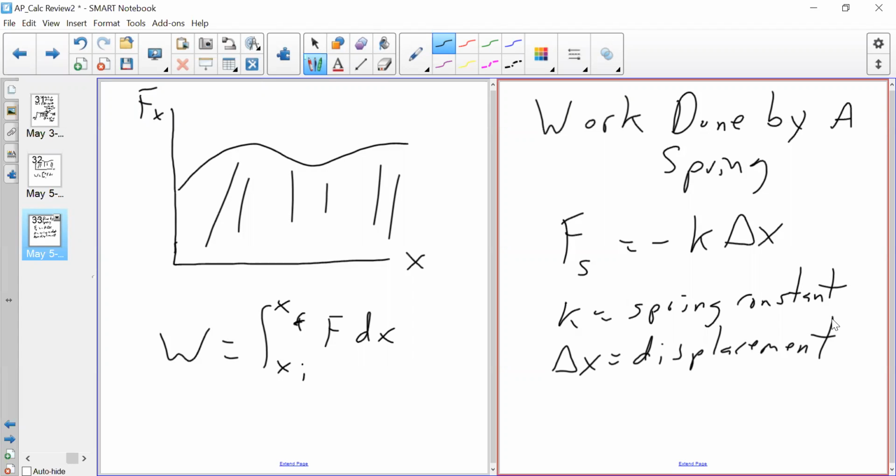Nothing much about that. I'm not going to go through the derivation of Hooke's law, or the derivation of the work by a spring. It's not that important. Just going to give that to you at this point. I'm just going over the equations and basic concepts.